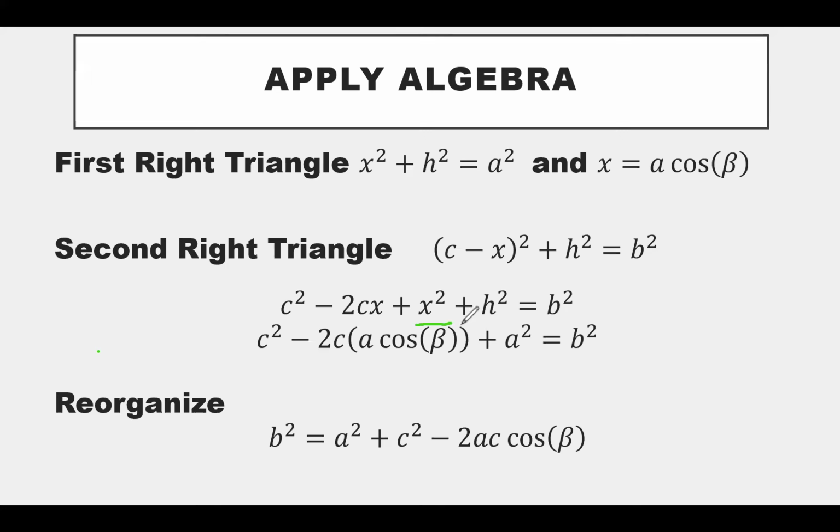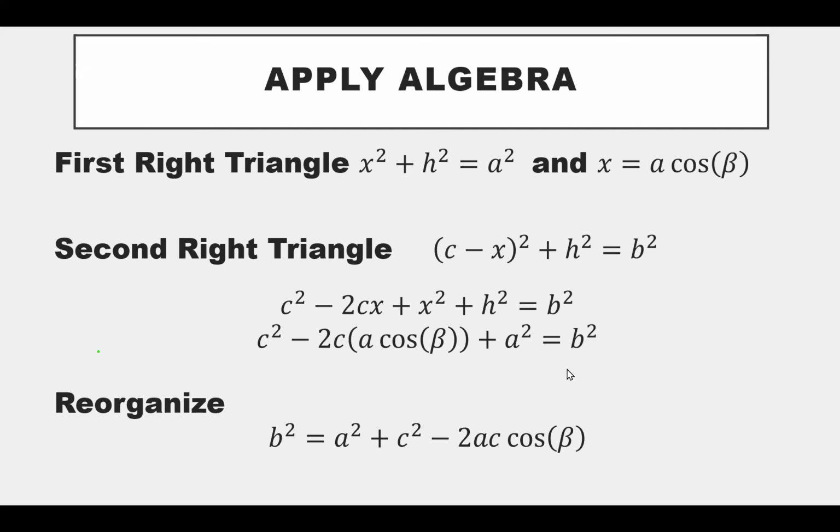Now, the x squared plus h squared, because of this first right triangle, we know we can substitute with an a squared. So we replace x squared plus h squared with a squared. And we also replace this x in here with a times cosine of beta. So that's what we do. And we do a simple substitution on all of those things, which gives us c squared minus 2 times c times a times cosine of beta plus a squared is equal to b squared.